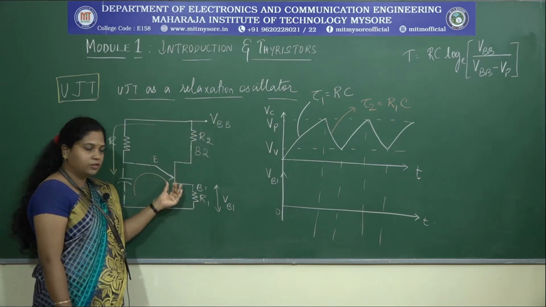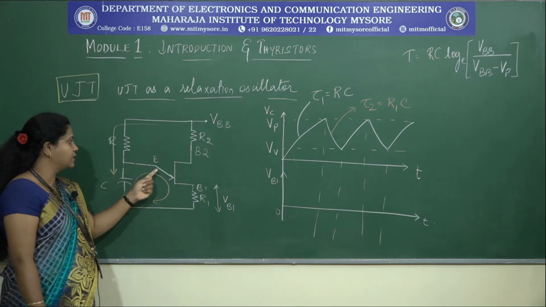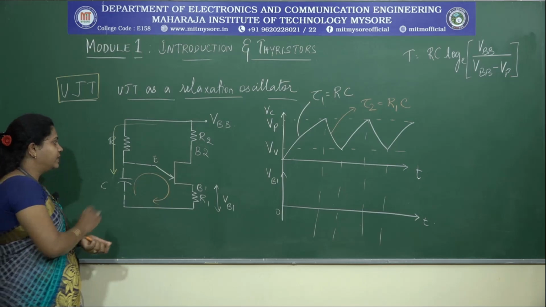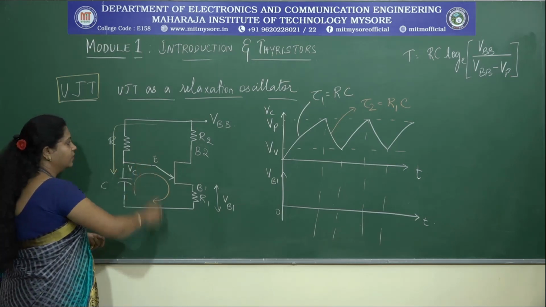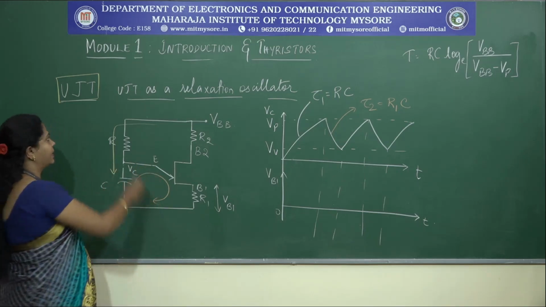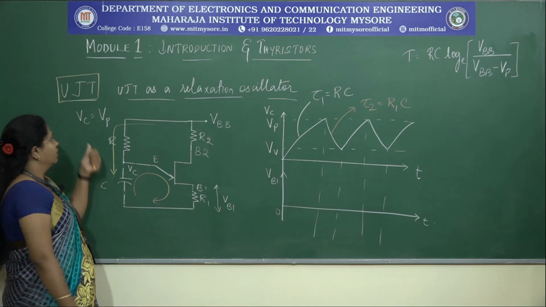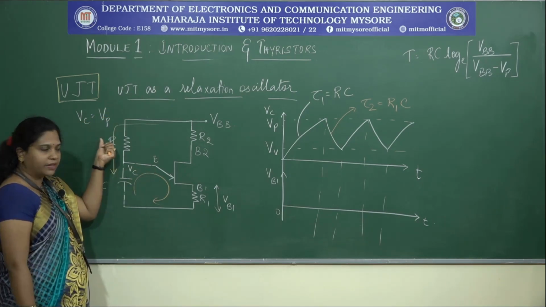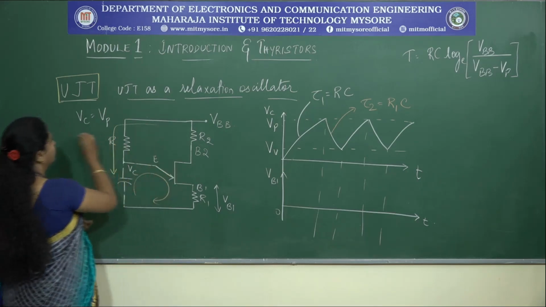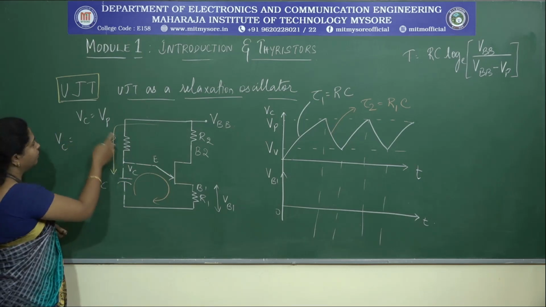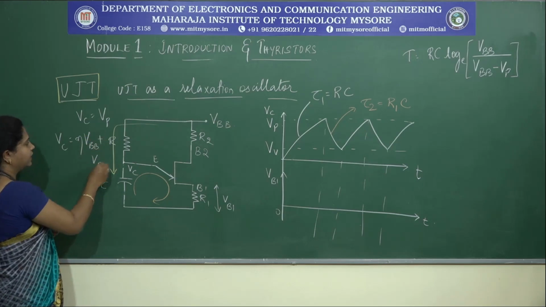We are interested in turning on the UJT and getting out the pulses. Now at what point is the UJT going to turn on? When the voltage across the capacitor at this emitter point is equal to its peak value. How have we defined this peak value for a UJT? So, Vc is equal to Vp, which is nothing but eta Vbb plus Vd.